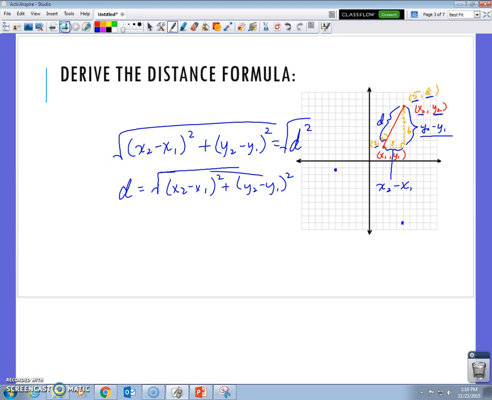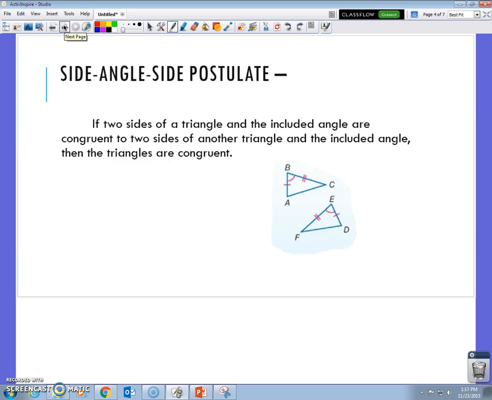All right, now let's get to what we're trying to get to here. Now we're going to learn about the side angle side postulate. It says if two sides of a triangle and an included angle are congruent to two sides of another triangle and its included angle, then the triangles are congruent. So as you can see, here's a diagram. These triangles are congruent through the side angle side postulate.